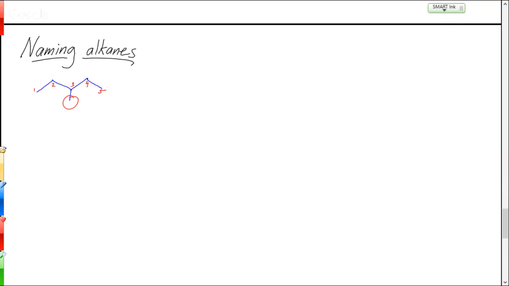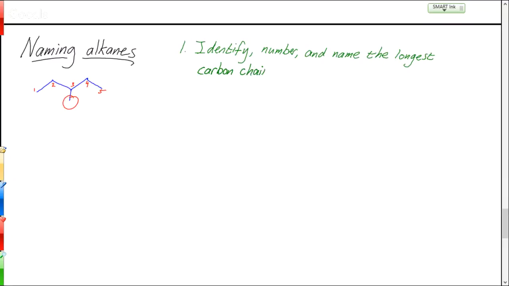So what you do, we'll write down the steps here. Identify, number, and name the longest carbon chain. And let's leave a little space for that because we're going to amend that rule in a minute when we see some other stuff. But let's practice what that means.